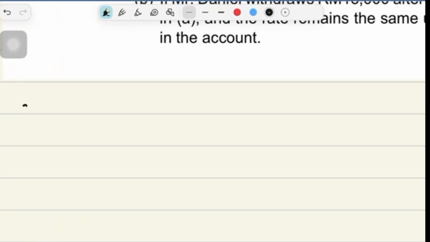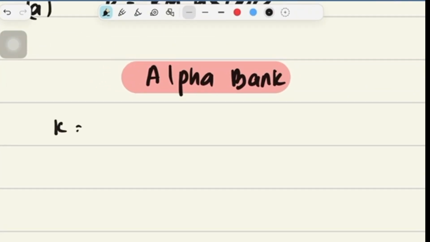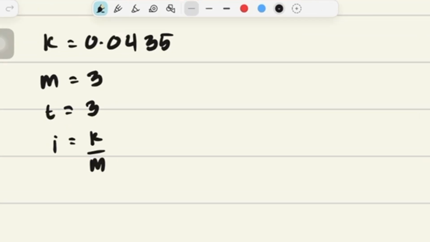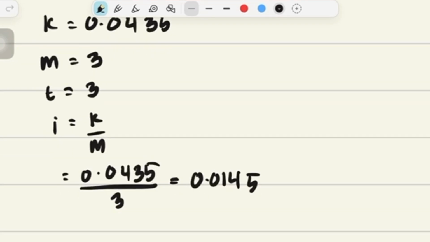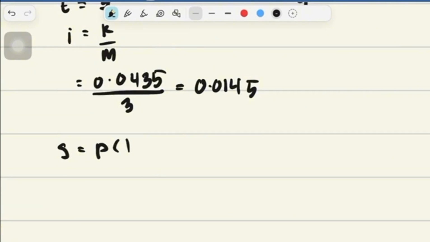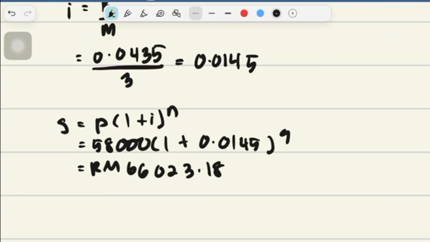Justify your choice. So first, P equals RM 58,000. This side will be for Alpha Bank. K equals 0.0435, M equals 3, T equals 3, and I equals K over M. So 0.0435 over 3 equals 0.0145. So N equals MT, we got 9. And then we use this formula and just put in the numbers, and we got RM 66,022.80.